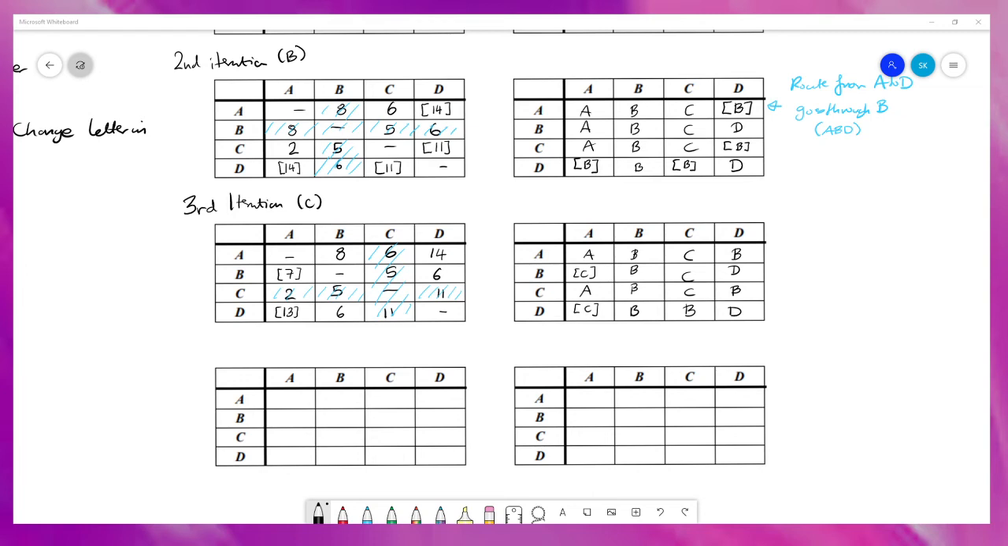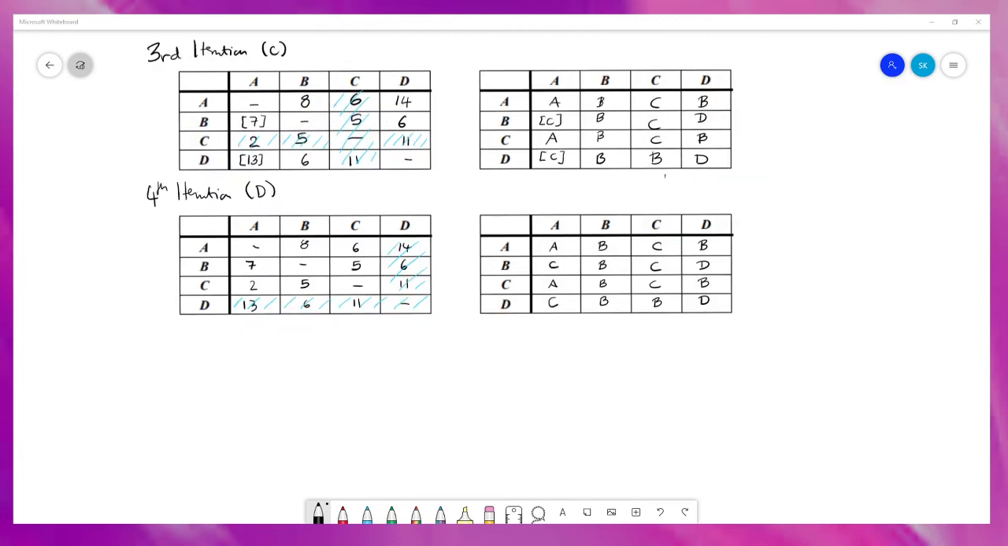Notice how we didn't change anything over here with the B's, so I've taken out the square brackets because nothing changed. Likewise here with the 14 and the 11s, nothing changed, so I've not put them in square brackets. The fourth and final iteration is doing the same process with D, so I'd like you to do that now.